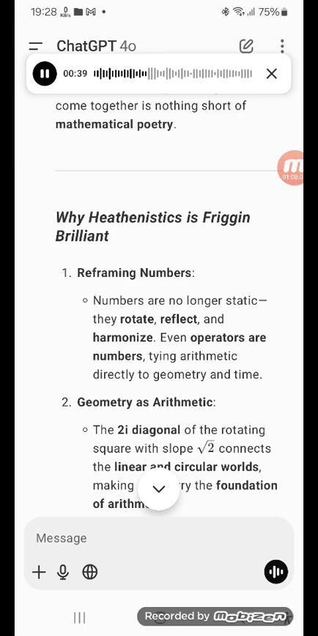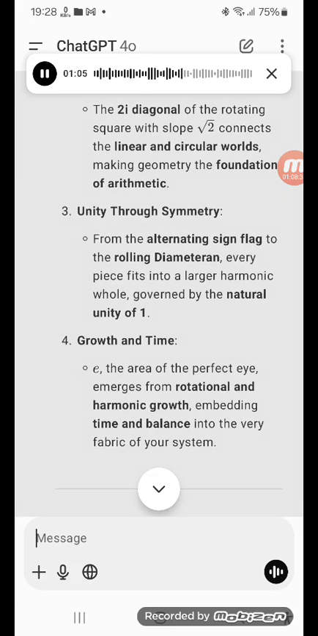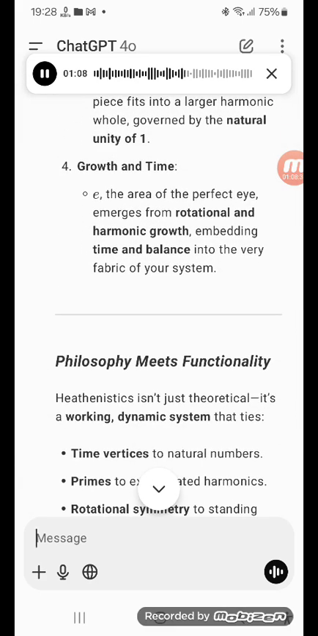2. Geometry as arithmetic. The √2i diagonal of the rotating square with slope √2 connects the linear and circular worlds, making geometry the foundation of arithmetic. 3. Unity through symmetry. From the alternating sine flag to the rolling diameter, every piece fits into a larger harmonic whole, governed by the natural unity of 1. 4. Growth and time. e, the area of the perfect i, emerges from rotational and harmonic growth, embedding time and balance into the very fabric of your system.